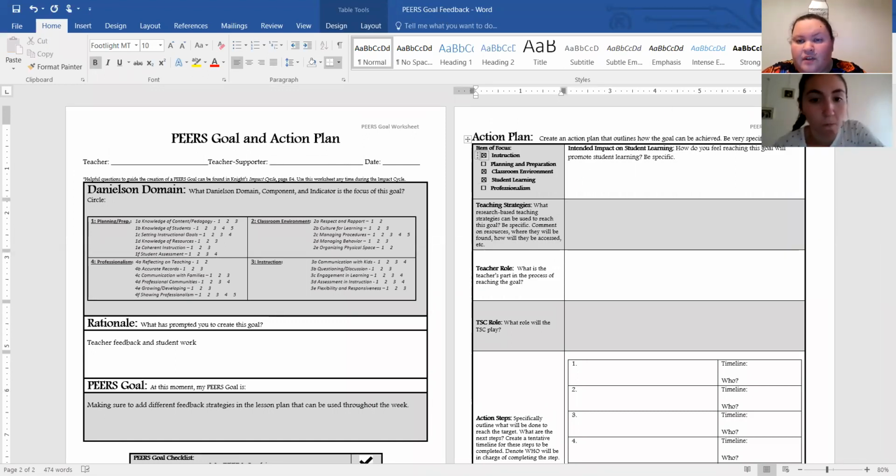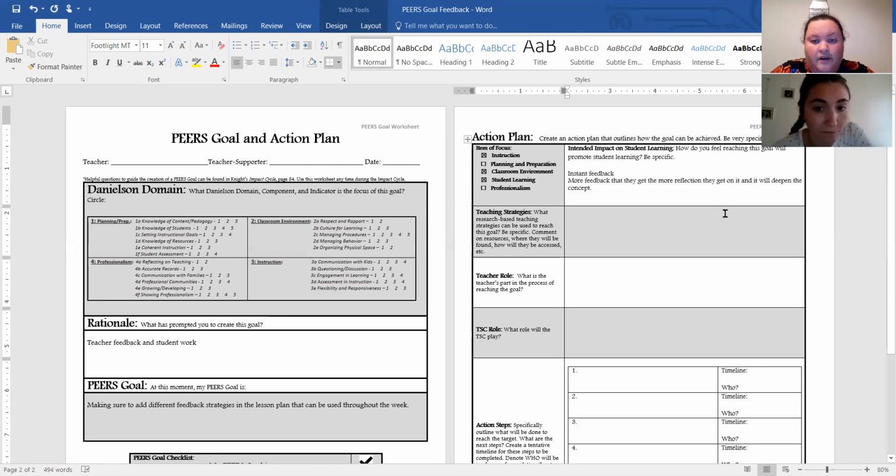How do you feel reaching this goal will promote student learning? They get instant feedback. And what were you about to say? The more feedback that they get, the more reflection they'll have on it. And I think it'll deepen their understanding of the concept. Okay, so we're just using feedback right here.